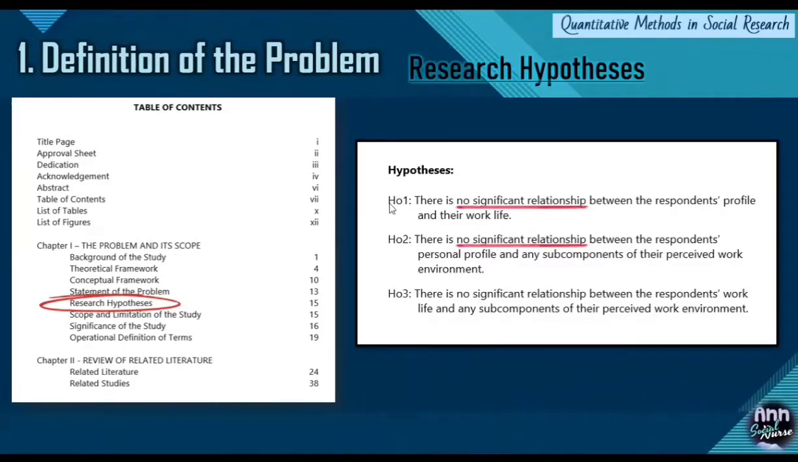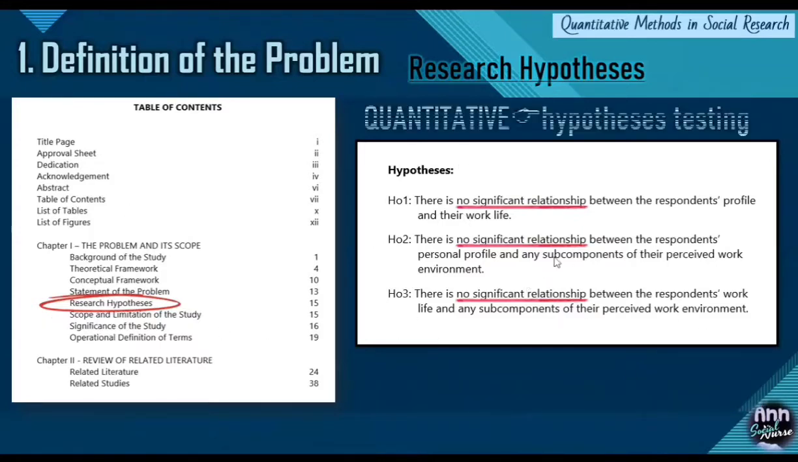Research hypotheses. These are H0 1, 2, 3. All these are null hypotheses. Null meaning there is no relationship. That's why what's stated here are all no significant relationship. These are reflective of the previous example that we had, that looked for the relationships of the respondent's profile and work life, profile and perceived work environment. These are still consistent with the previous parts of the research.